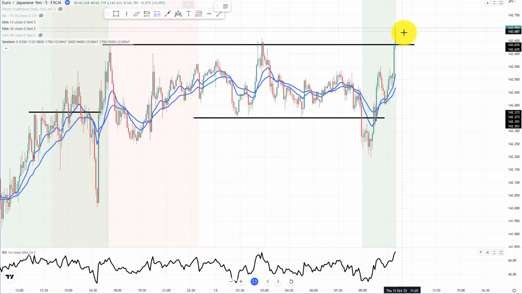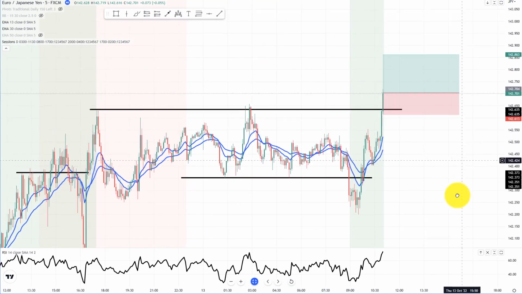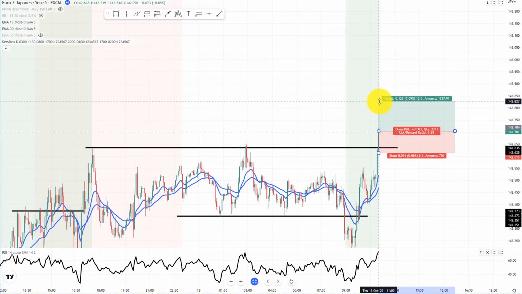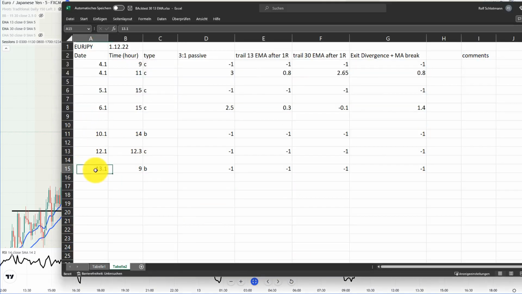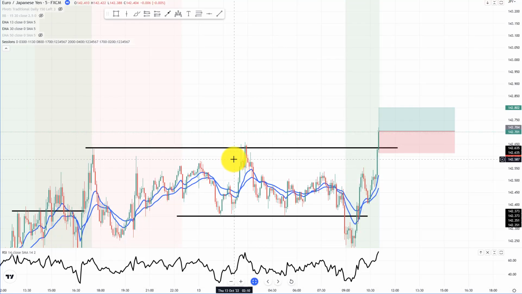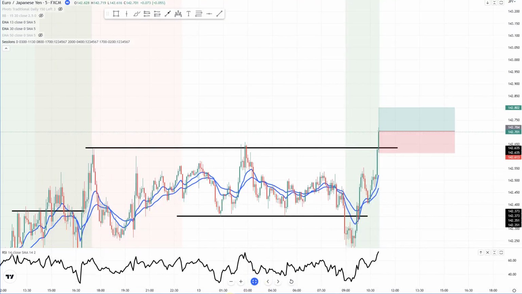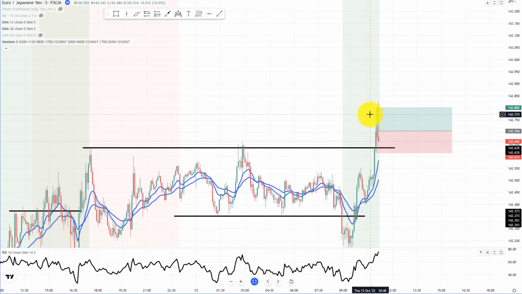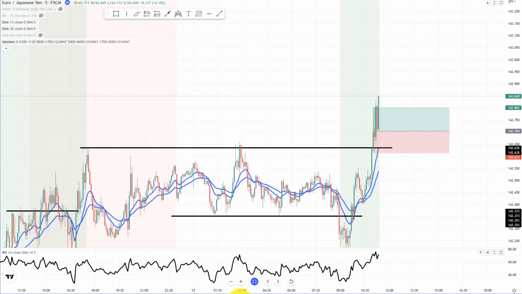Then just take the long. 1-to-1. This is 11 a.m., same day. So here 11. This is a breakout as well. Let's see. This is where we move our stop loss. Here you can see the stop still unmoved.